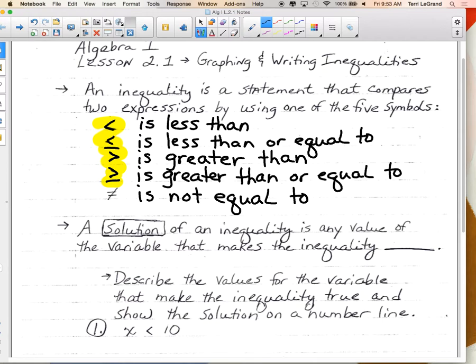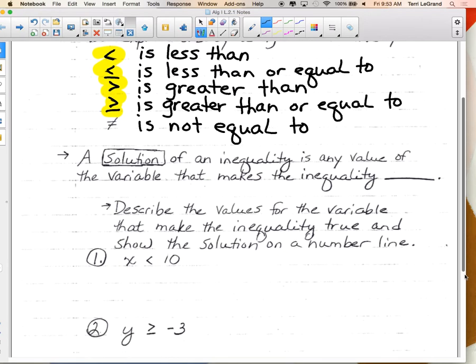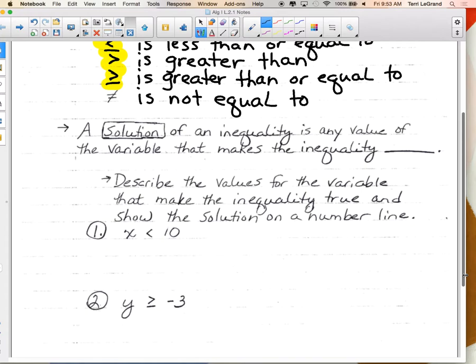All we're saying is, you know what? They're not equal to each other, therefore this is a false statement, okay? So a solution of an inequality. Well, a solution of an inequality is no different than a solution of an equation. What do solutions have to do for the statement? Make them true. So a solution of an inequality has to make the statement true.